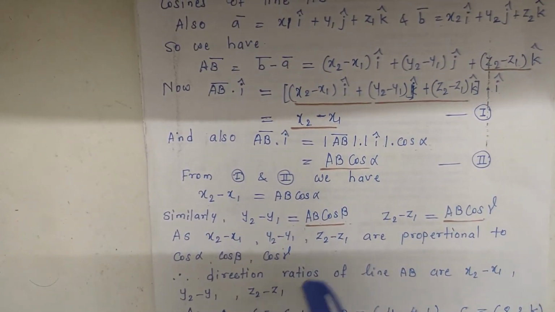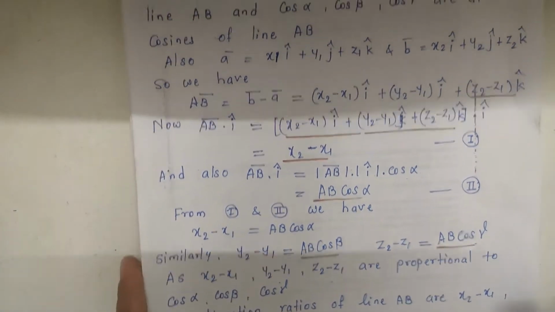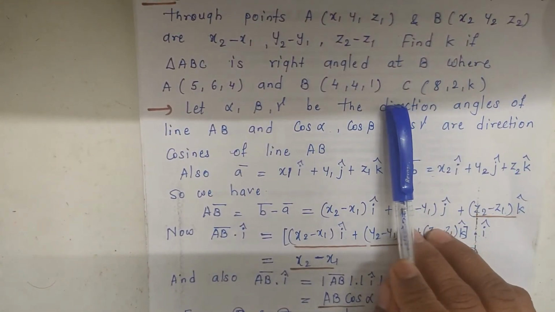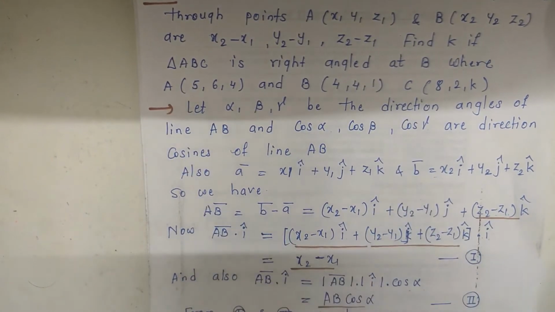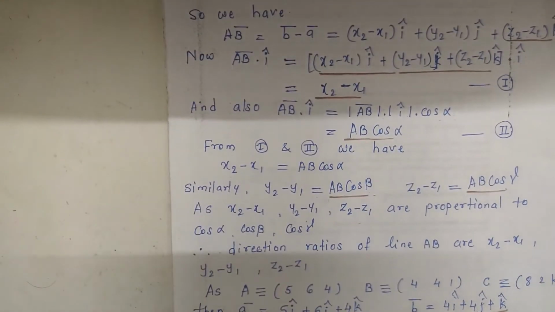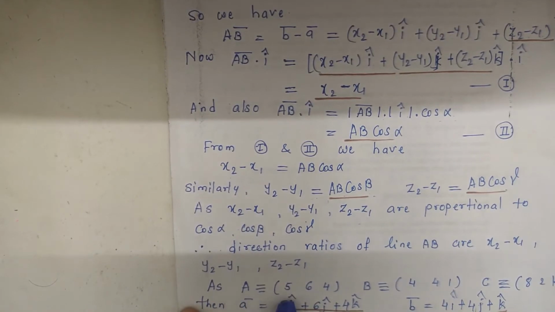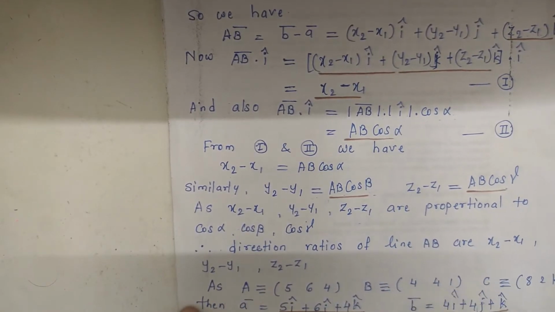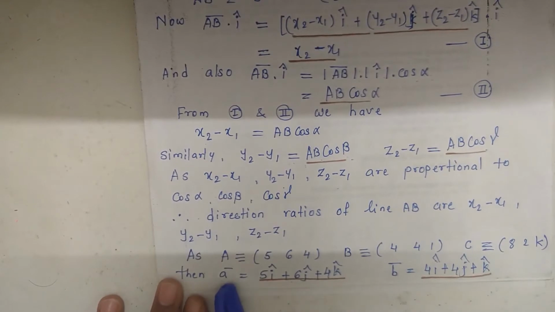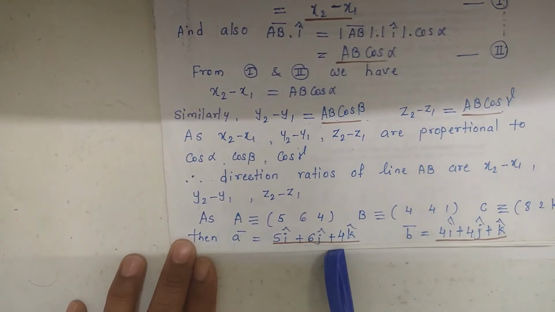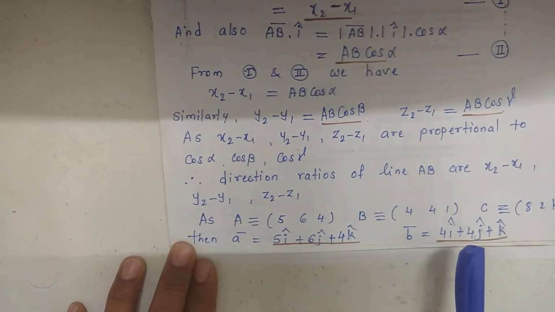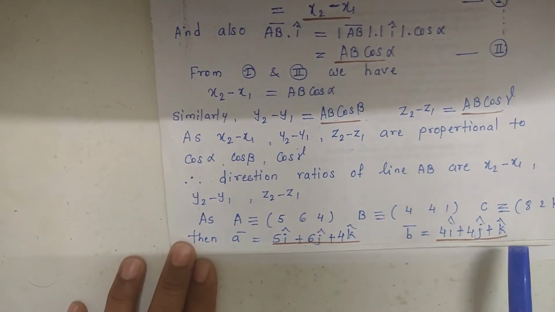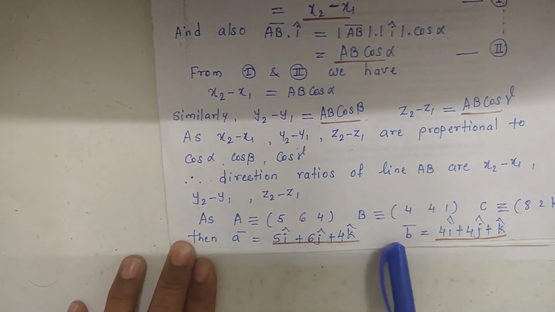Now we have to find the value of k, which is given in the coordinates of the vertices of triangle ABC. For this, A is coordinate (5, 6, 4), B is coordinate (4, 4, 1), C is coordinate (8, 2, k). These can be written as position vectors: A bar is equal to 5i cap plus 6j cap plus 4k cap, B bar is equal to 4i cap plus 4j cap plus k cap. So write here the values of A bar and B bar.